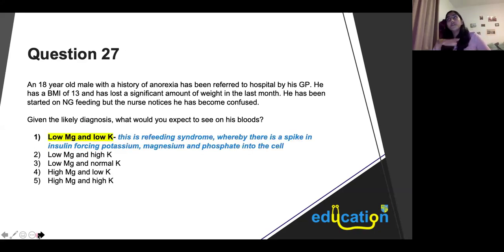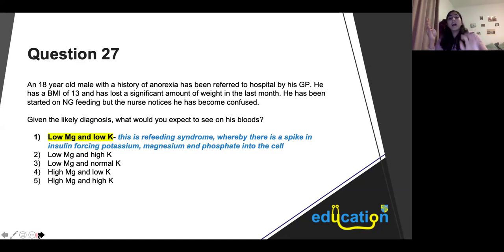With refeeding, I really only got to grips with the blood when I really understood why it's happening. But essentially, obviously, they've not been eating for a long time. Then you start giving them feed and the insulin shoots up. And insulin, remember, moves things back into cells. And so your potassium, your magnesium, and your phosphate will be shoved into cells, but that will mean that in your serum, you don't have enough of those things. And so it can be very dangerous. It can cause seizures and it can even put someone in a coma.